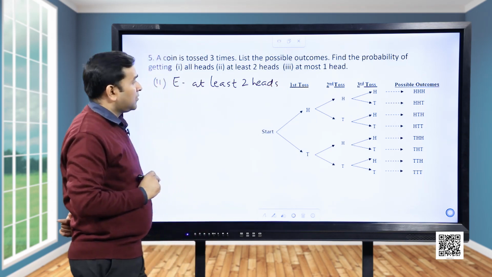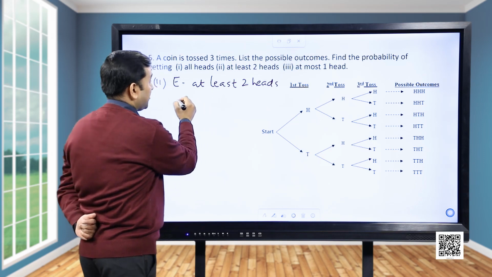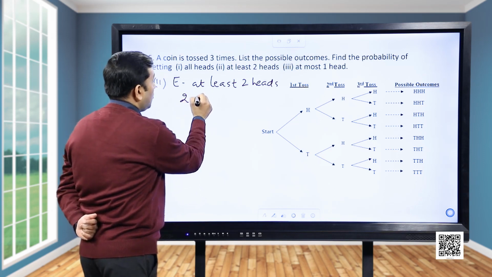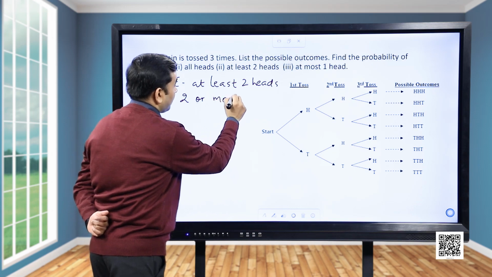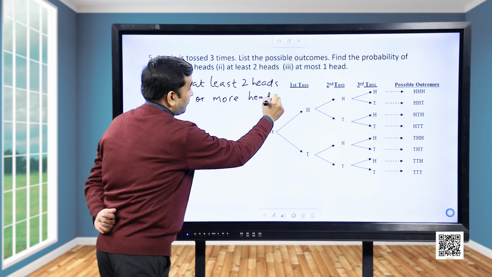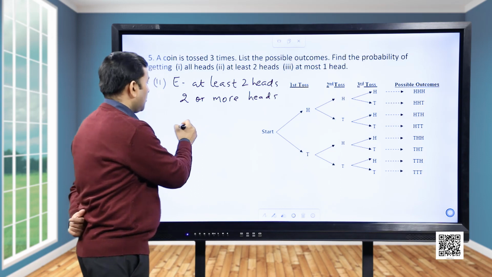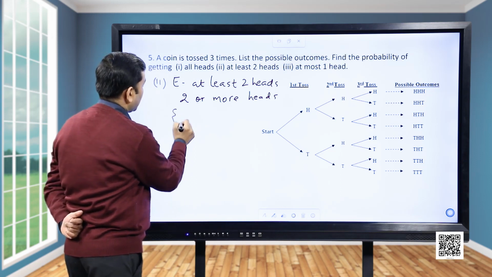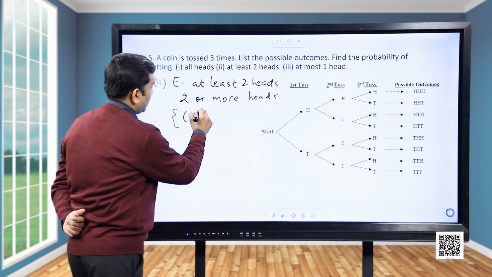At least 2 heads. What do we mean by at least? At least means 2 or more heads. Okay. So, what is the favorable outcome?